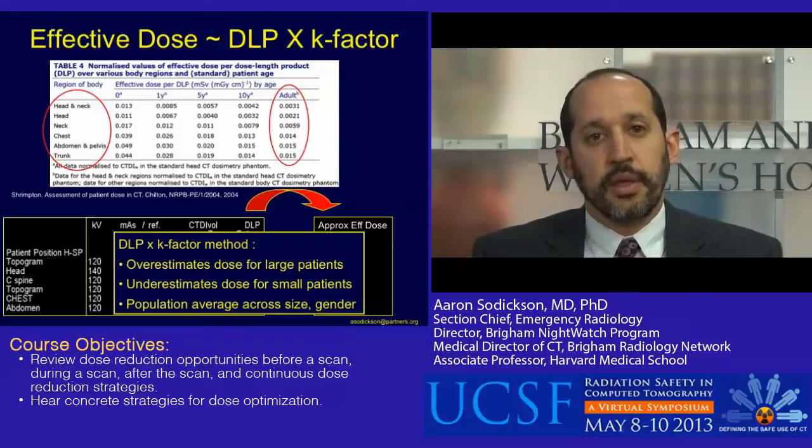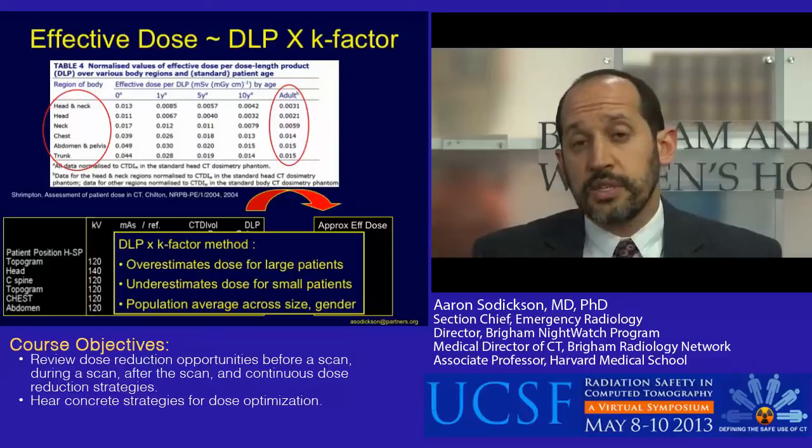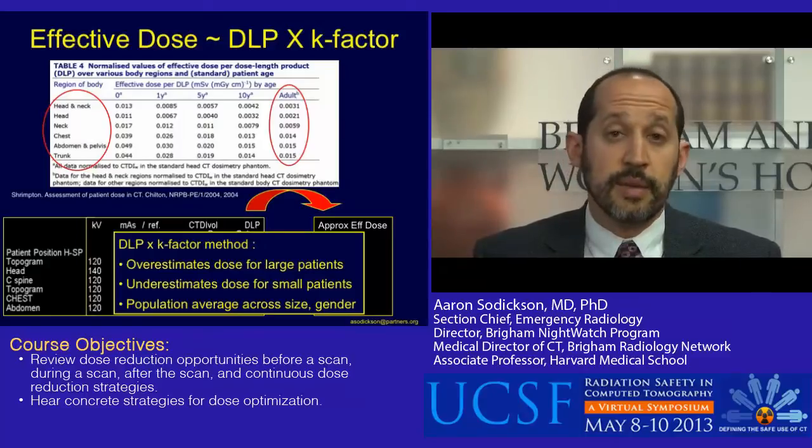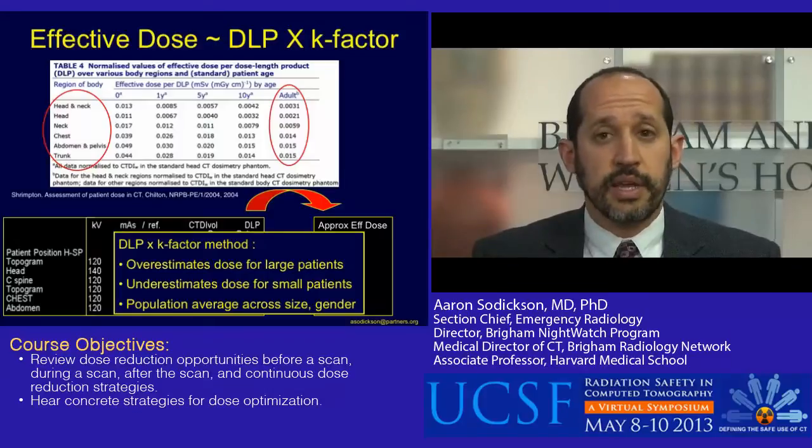and you would get an approximate effective dose that that patient received. This technique is reasonable for approximation, but it has a lot of limitations. The main ones being the same as I discussed on the last slide, that this technique overestimates radiation dose for large patients, underestimates dose for small patients, and there's a lot of uncertainty in these numbers because these K factors were derived as population averages across patients of all different sizes and genders.